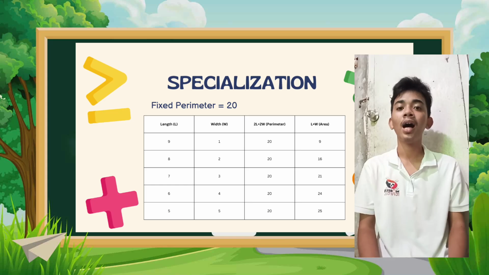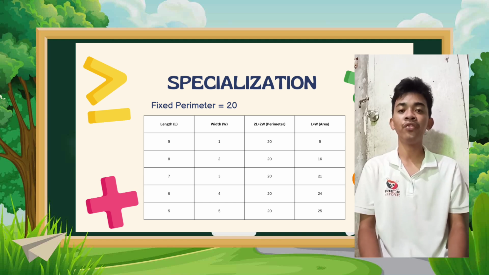times width. As shown in the table, while all rectangles have the same perimeter of 20, their areas are different. From 9, 16, 21, 24 up to 25, this clearly shows that even with a fixed perimeter, changing the dimensions results in different enclosed spaces.